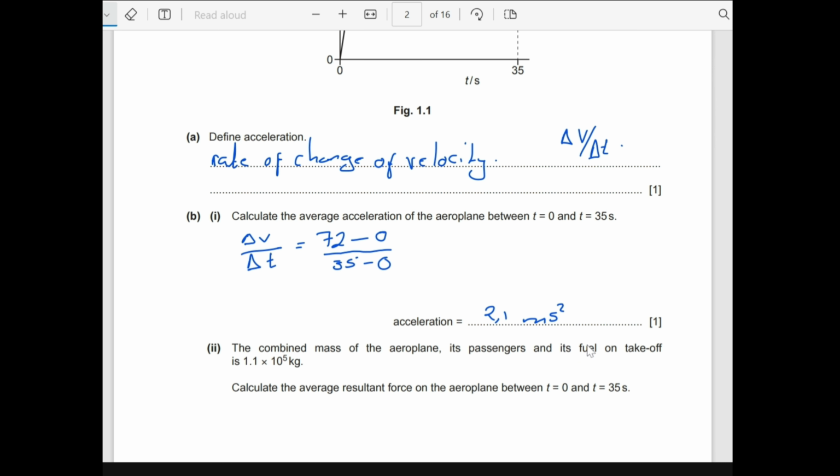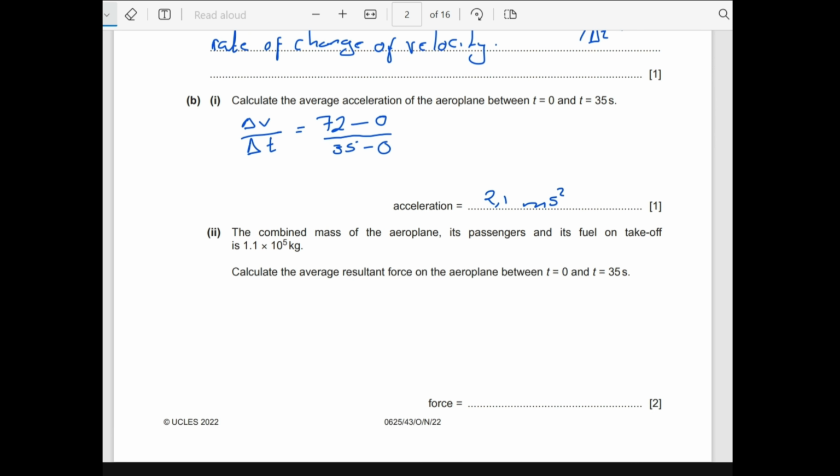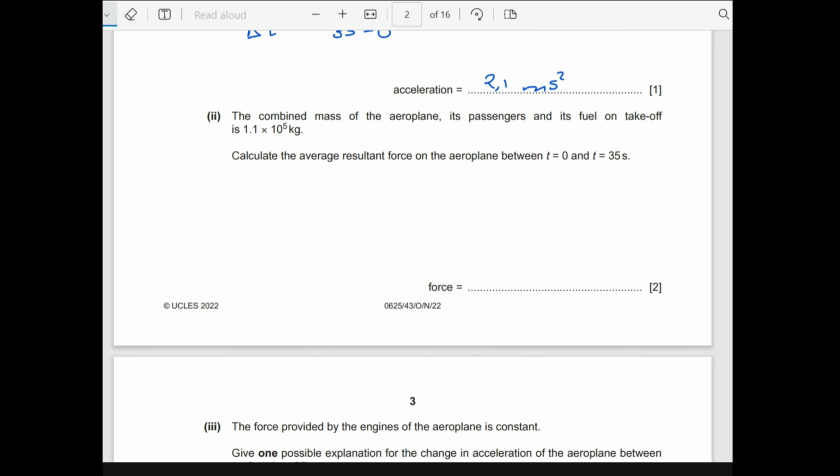Okay, let's go to part 3. Combined mass of an aeroplane, its passengers, and its fuel on takeoff is 1.1 times 10 to the power 5 kgs. Calculate the average resultant force on the aeroplane between t equals 0 and t equals 35 seconds. Okay, so we just want the average resultant force.